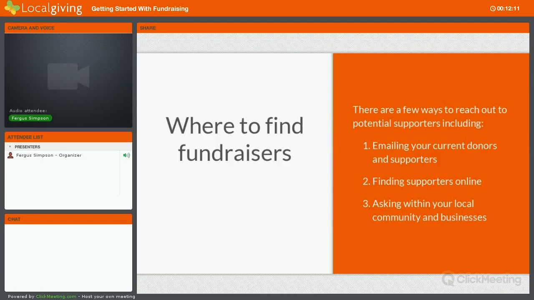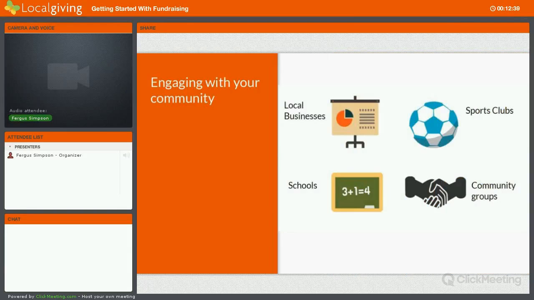So where can you find fundraisers? You should first of all try emailing your current donors and supporters and trying to get them interested in fundraising for you. Again, if you use the methods that we spoke about in segmenting your donor base, you might have a better understanding of who your donors are and the best way to engage with them. You can also find them online. Think about the interest indicators that were mentioned earlier in the webinar. And then think about asking within your local community and local businesses.